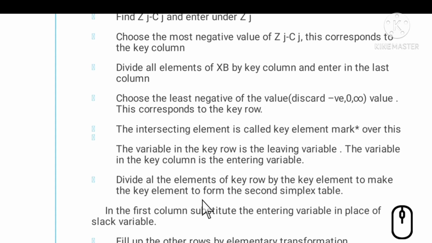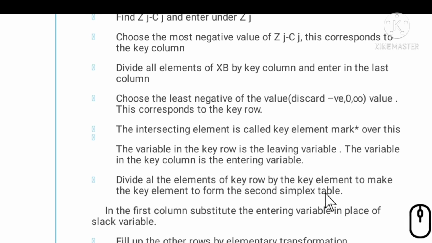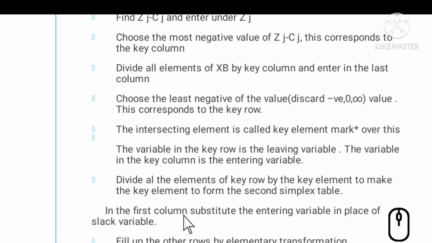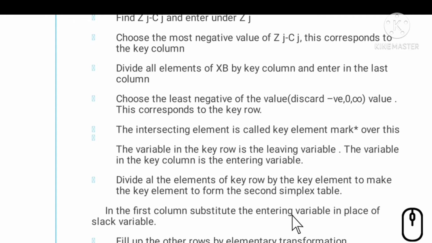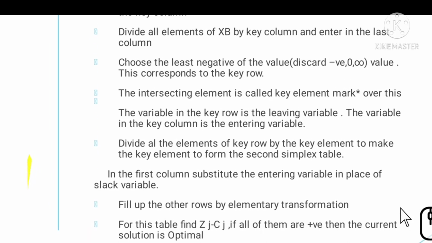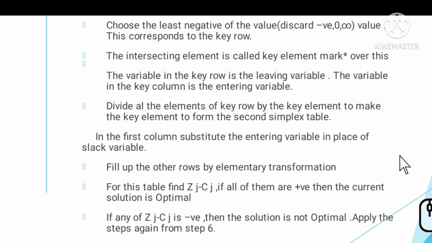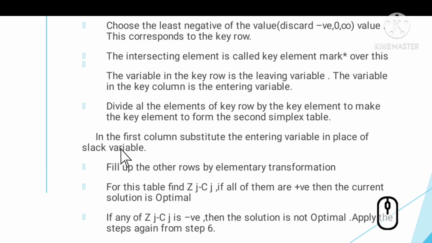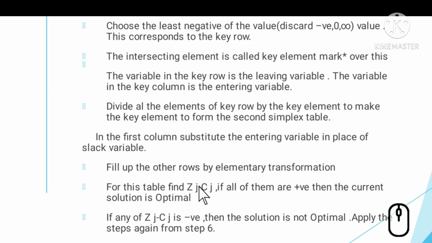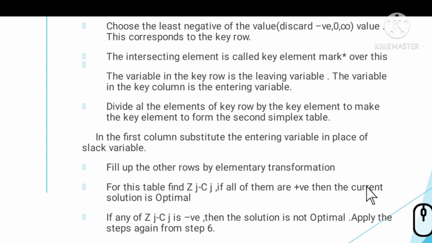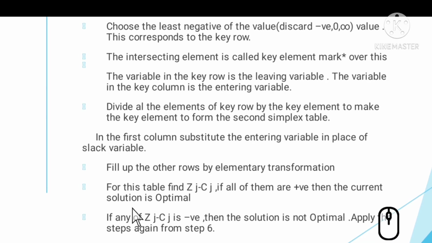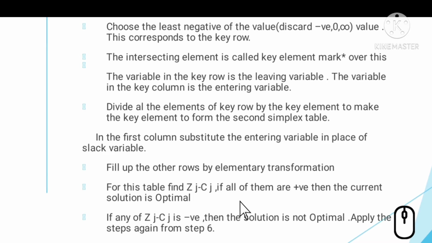Divide all the elements of the key row by the key element to make the key element 1. To form the second simplex table, in the first column, substitute the entering variable in place of the slack variable. Fill up the other rows by elementary transformation. For this table, find Zj minus Cj.